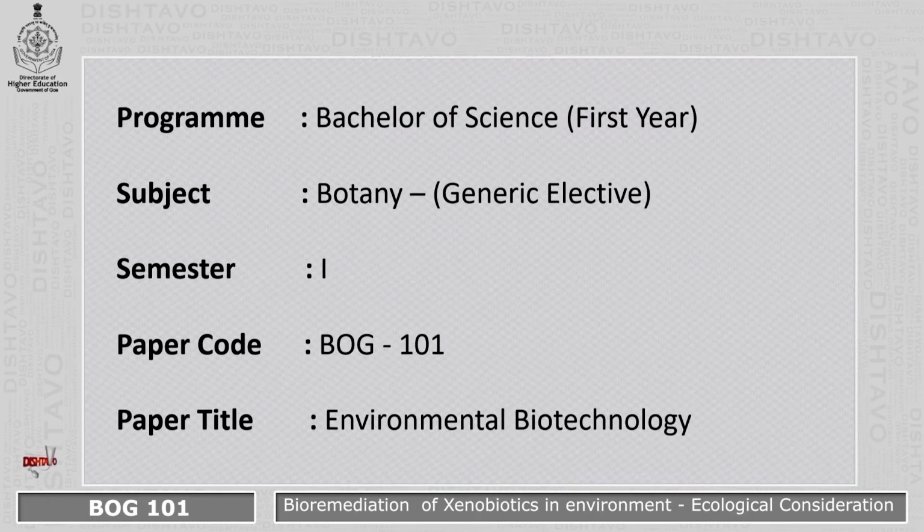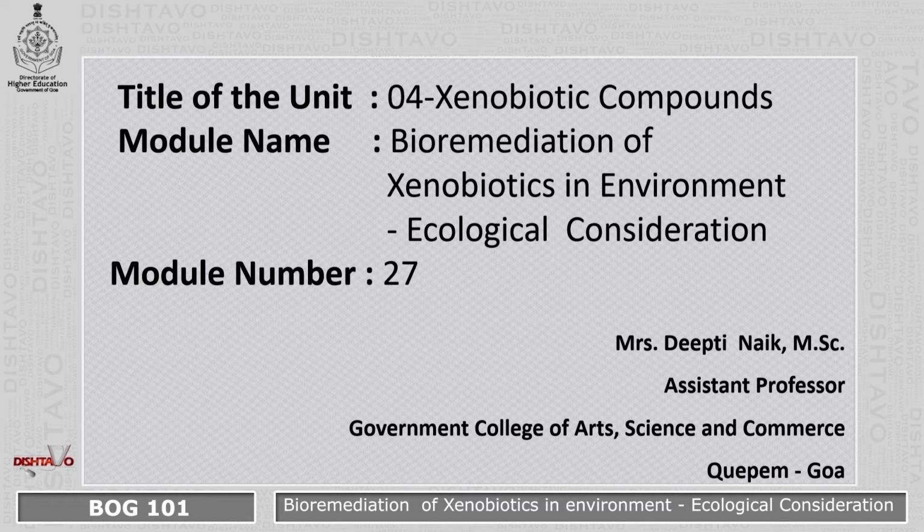This session is for Bachelor of Science first year students in the subject Botany, semester 1. The paper code is BOG 101 and the paper title is Environmental Biotechnology. The name of the module is Bioremediation of Xenobiotics in Environment, Ecological Consideration, and the module number is 27.